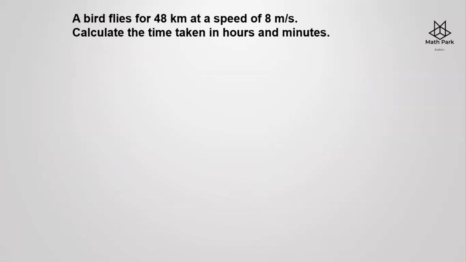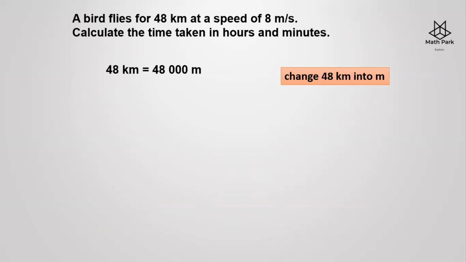A bird flies for 48 kilometer at a speed of 8 meter per second. Calculate the time taken in hours and minutes. Okay. So first convert 48 kilometer into meter. We get 48,000 meter. Now we have to calculate the time taken. Distance divided by speed. So distance was 48,000 divided by speed, which is 8. 8 6s are 48. We just get this as 6,000 seconds.